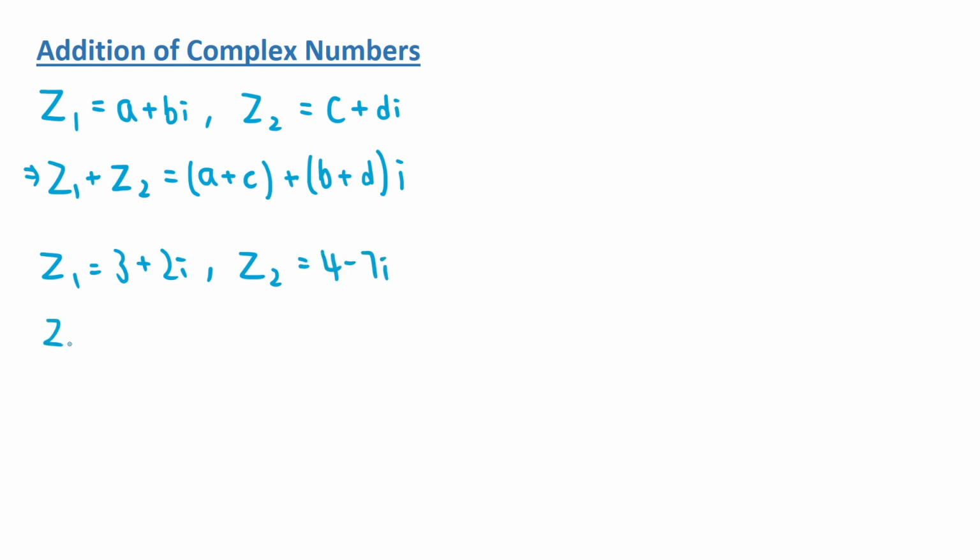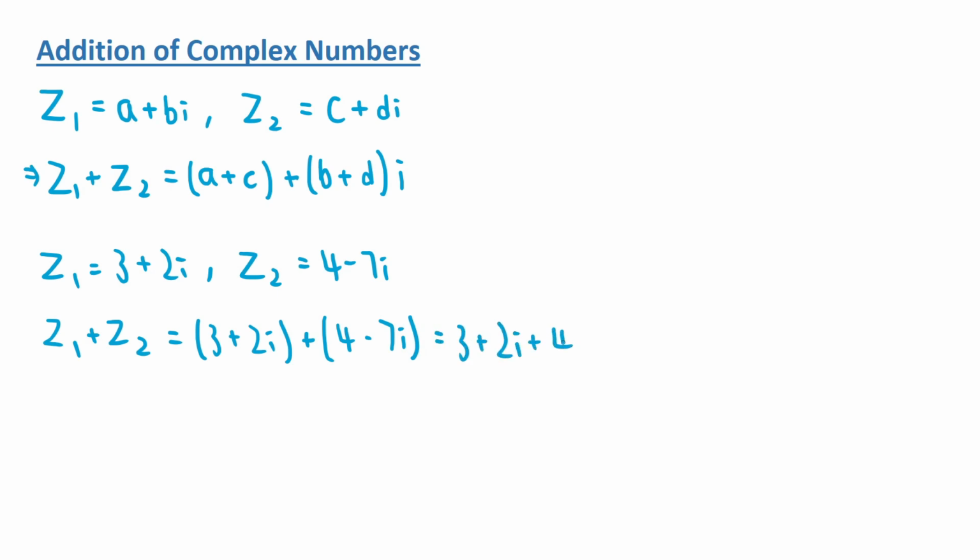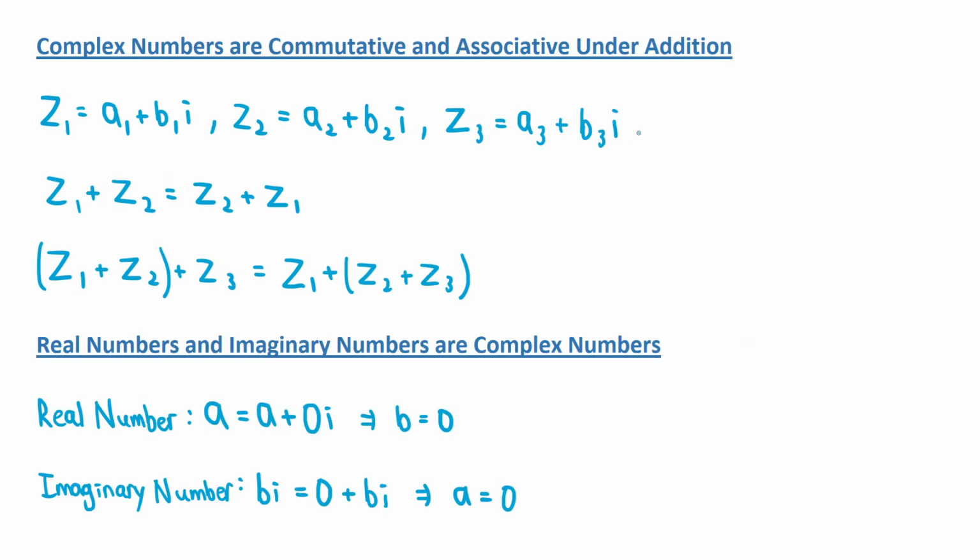So if we have something like z1 equals 3 plus 2i and z2 equals 4 minus 7i, then z1 plus z2 equals (3 plus 2i) plus (4 minus 7i). We can get rid of the parentheses and rewrite this expression as 3 plus 2i plus 4 minus 7i, and then combine like terms. If we look at the real terms, 3 plus 4 is equal to 7, and if we look at the imaginary terms, 2i minus 7i is equal to -5i, so the entire sum is equal to 7 minus 5i.